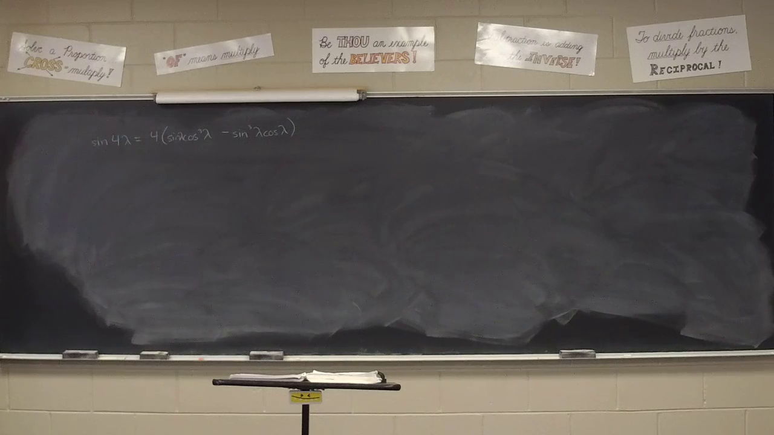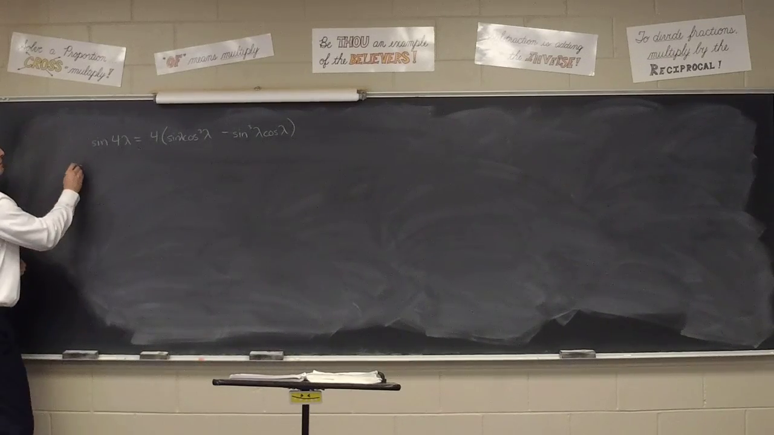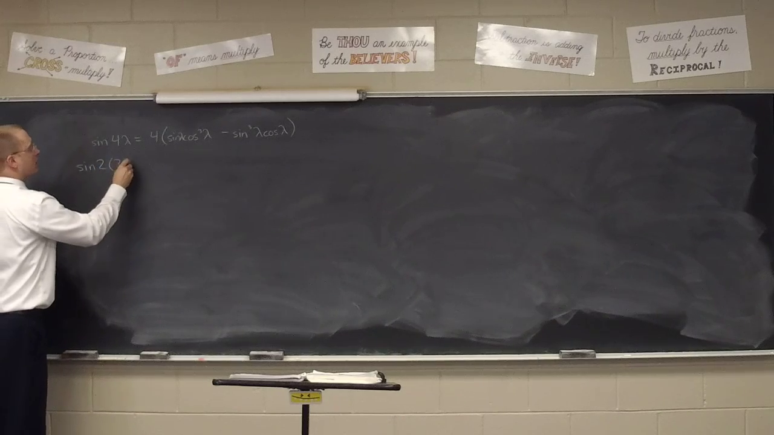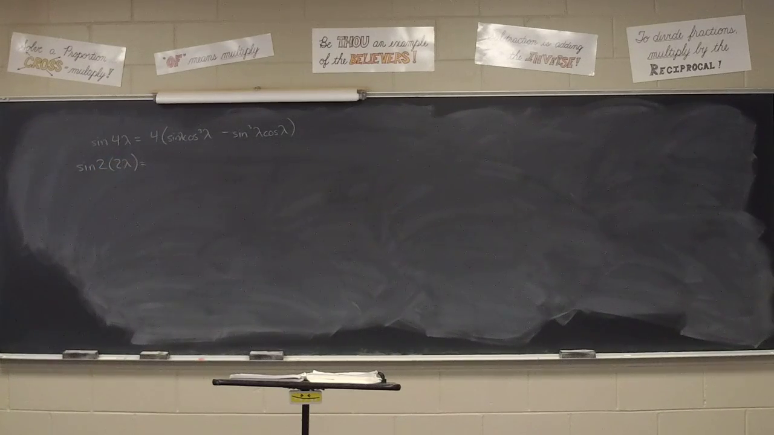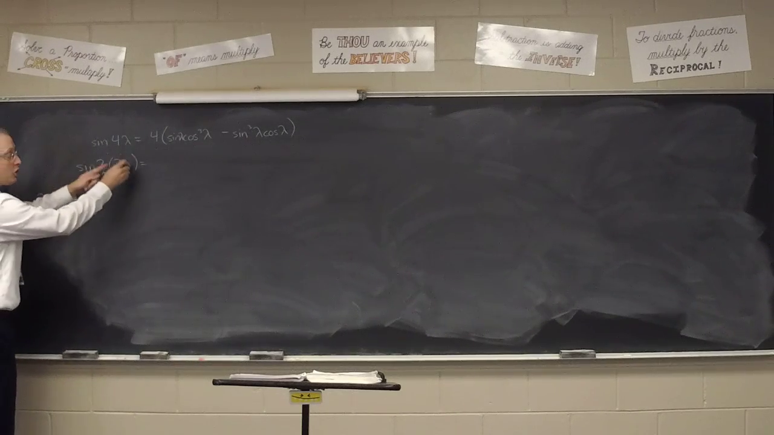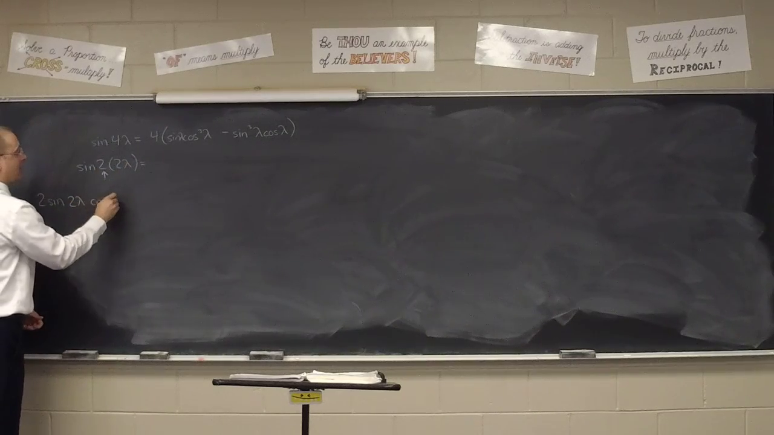4 lambda, we ain't got no quadruple angle identity, do we? But 4 lambda could be rewritten, do this with me, as 2 times 2 lambda. Correct? And we do have an identity for a double angle sine. What is sine's double angle identity, class? 2 sine cosine. But in this case, watch, what is being doubled? 2 lambda. So it's 2 sine 2 lambda cosine 2 lambda.